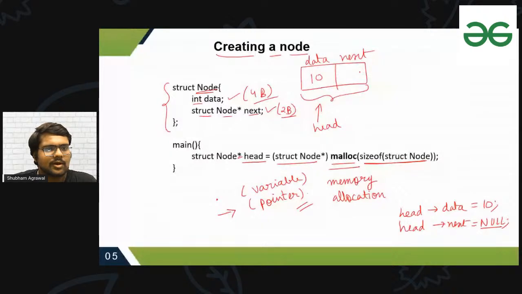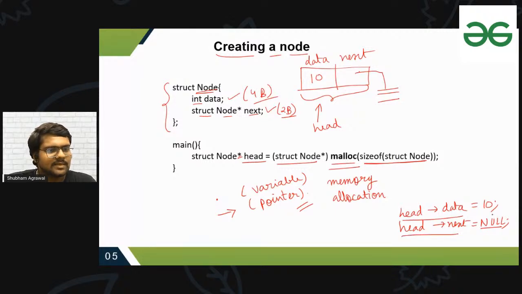So it will point to null. After the execution of these statements, this will be our result, in which data holds the value we specified, the head is pointing to this node, and the next is pointing to null. So in this way, we can create a node.